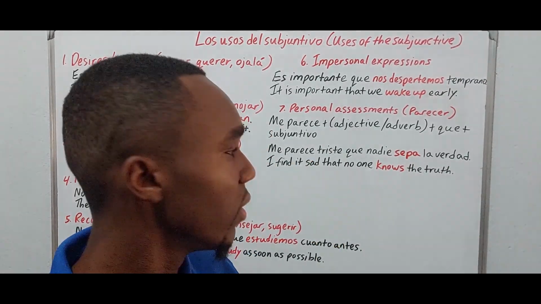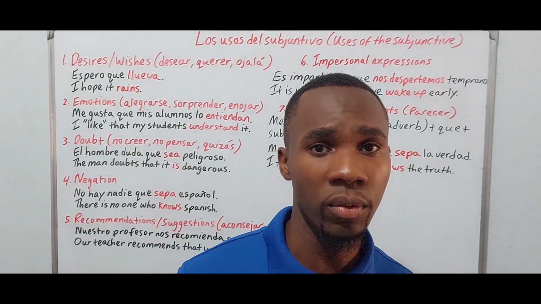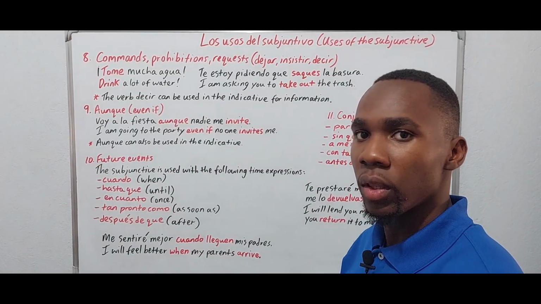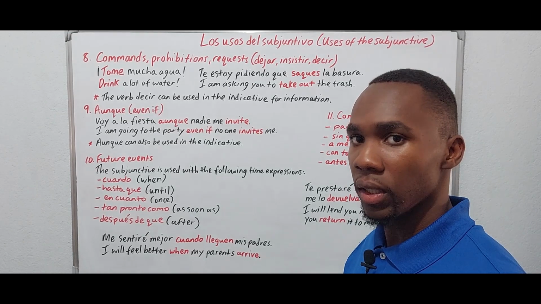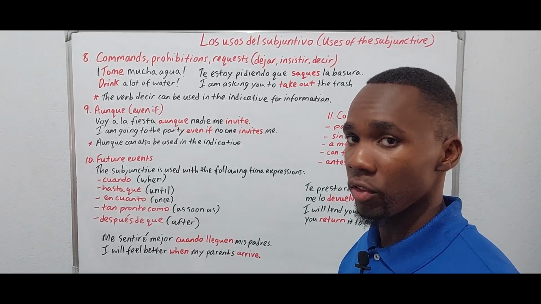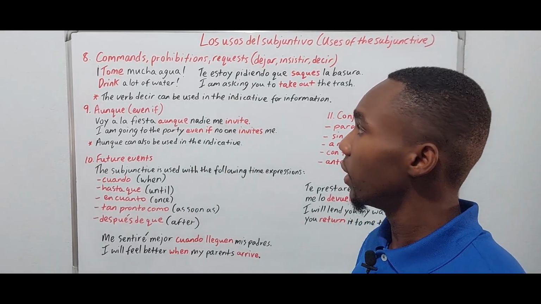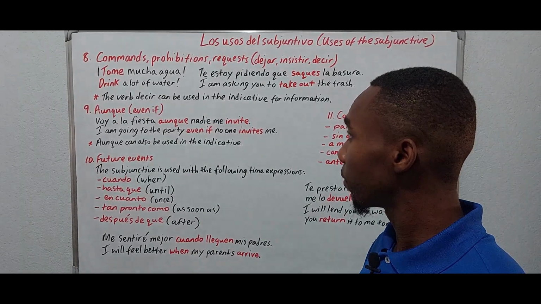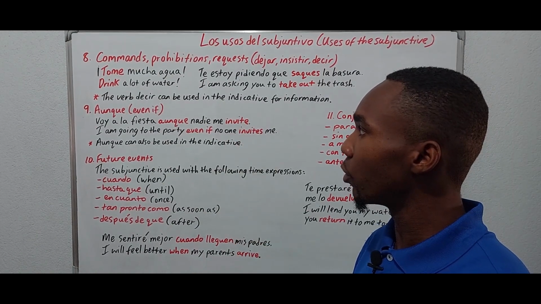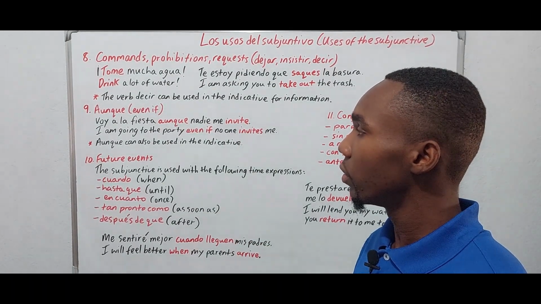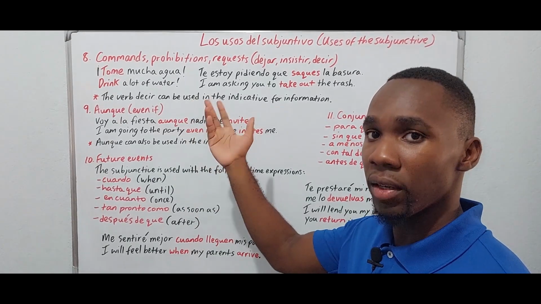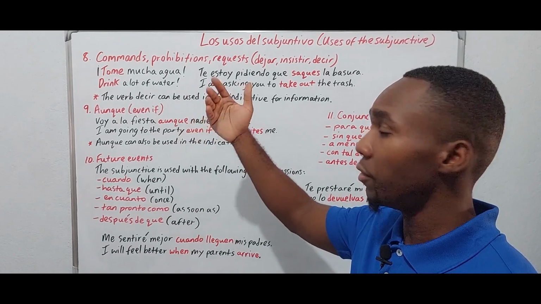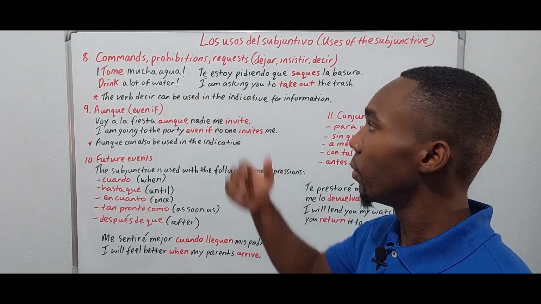So these are 7 contexts in which the subjunctive is required. And we continue with our breakdown of the contexts in which the subjunctive is used. Context number 8 is going to be for commands, prohibitions, or requests. Tome mucha agua. Drink a lot of water. Of course, this relates to the imperative, right? And this will be the formal imperative, right? The formal singular imperative. Tome mucha agua.